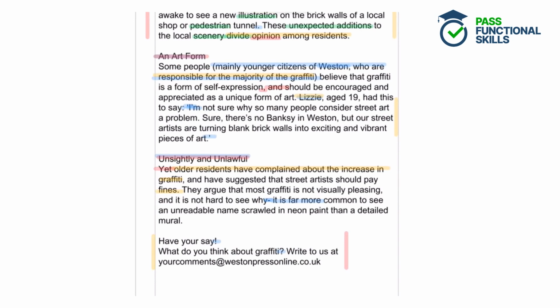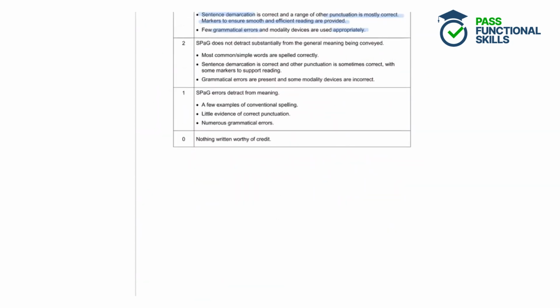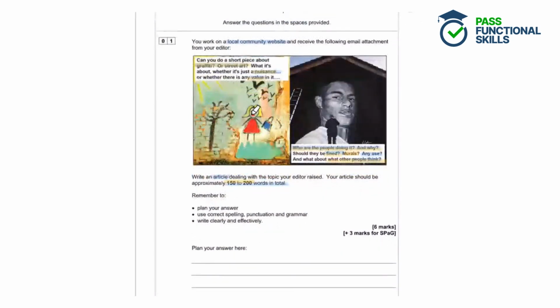You'll also need to make sure that your writing is suited to the purpose and audience of the text. So whenever you read a question, you need to identify three things to start with. You need to identify the text type. So what's the type of text that we'll be writing? Well, that is an article. And that gives us some clues about the purpose of the text, which is the next thing we want to look at. The purpose is to do a short piece about graffiti. So we're going to discuss graffiti and consider the questions that we've been given in this prompt.